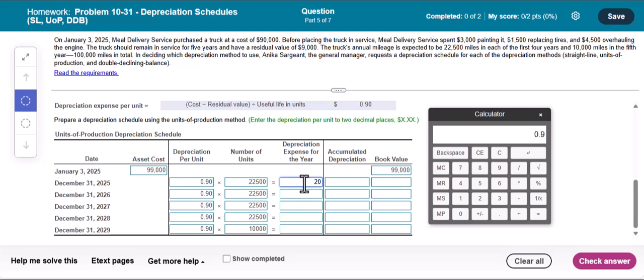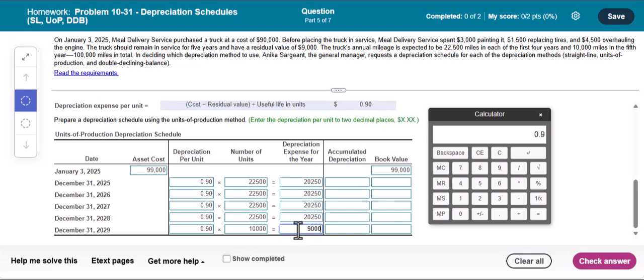And that is going to be the same again for the first 4 years. We can go ahead and copy paste, make it easier on ourselves. And then for the final year, though, we have to pay attention here. 90 cents times 10,000, that is going to be $9,000.